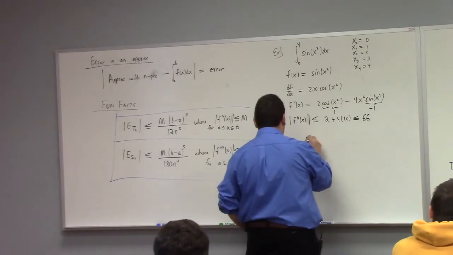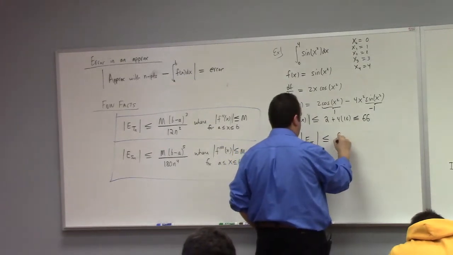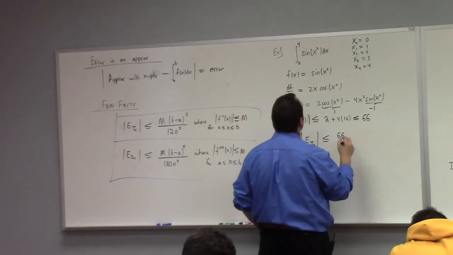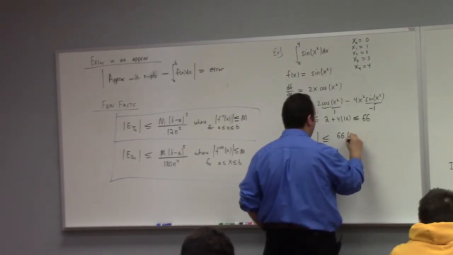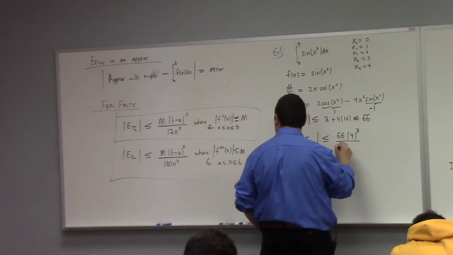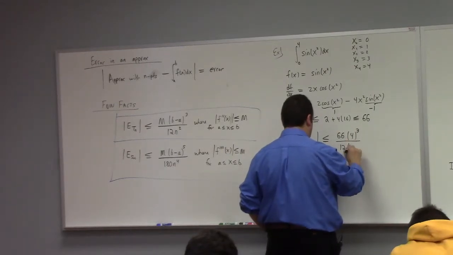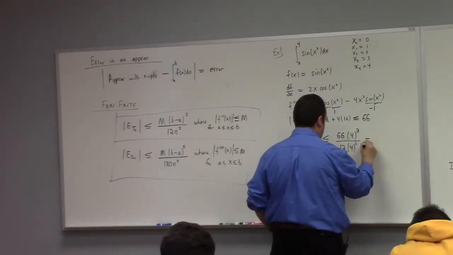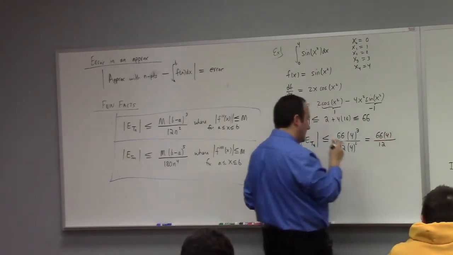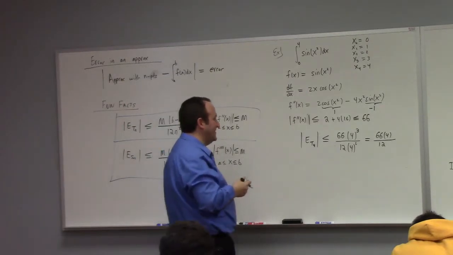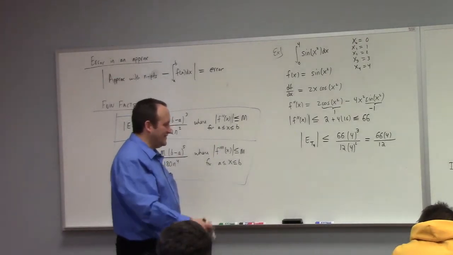So that would say that the error in the trapezoid rule of 4 points is less than or equal to, what was my M? 66. I mean, that's a really lazy M. What's b minus a? 4. Oh, this is not going to be impressive. 4 cubed. I mean, this is not going to give us a very good error bound. 12 times my n was what? n is 4, right? So what's this equal to? 66 times 4 cubed divided by 12 times 4, it looks like. Aw. I've been too lazy with my bound. Well, this is not going to be that impressive. I'm sorry.